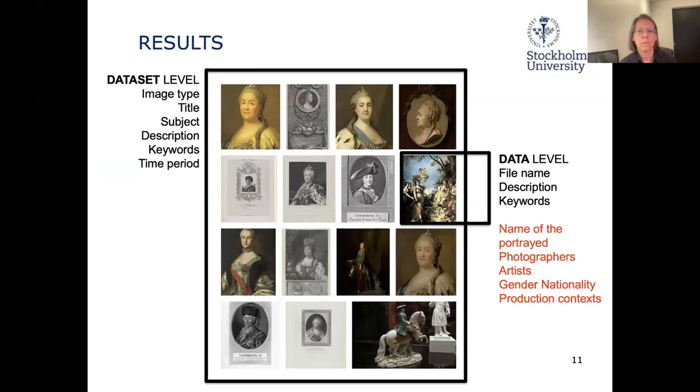For example, a data set could include information about the type of images, like portraits, or the full span of its production period. However, when it comes to individual images, for example, the names of the people portrayed, the photographers who have produced these images, their gender, nationality, the context of their varying production context. This type of information that is interesting for example, an art historian, this cannot be covered by any of these metadata templates.